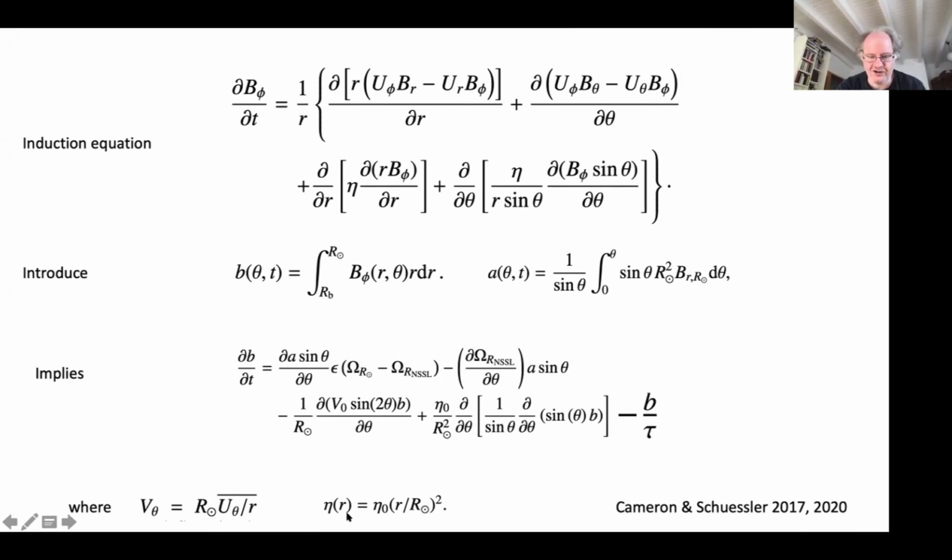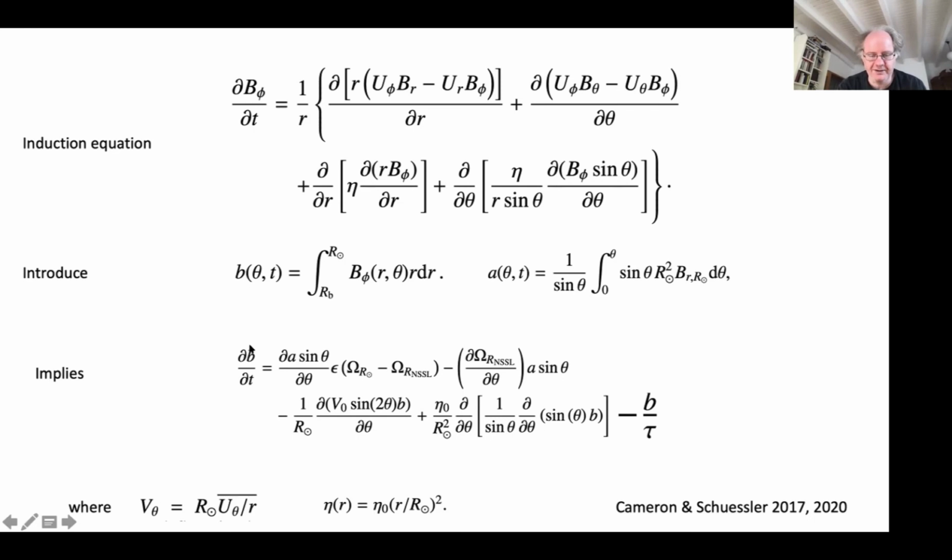And we've had to assume in doing this that the turbulent diffusivity has a particular functional form, but the change here is only on a factor of 2 for the eta. So these are both, I think, reasonable approximations.